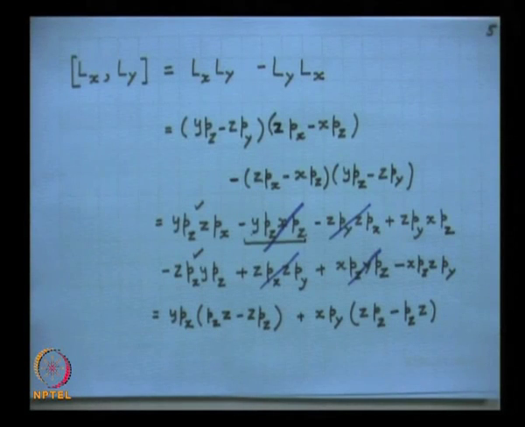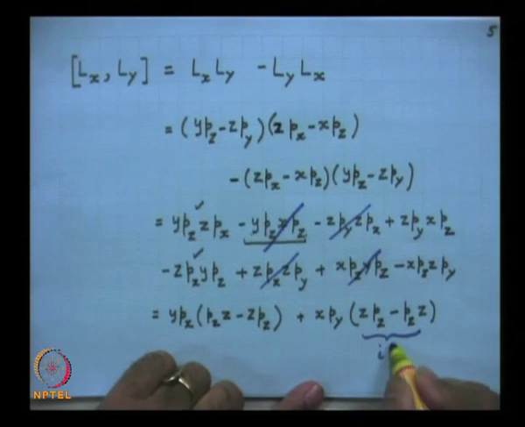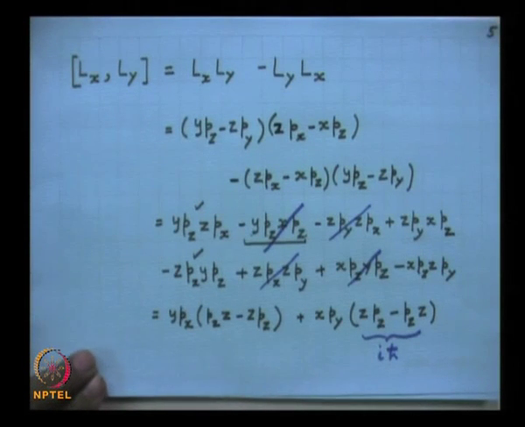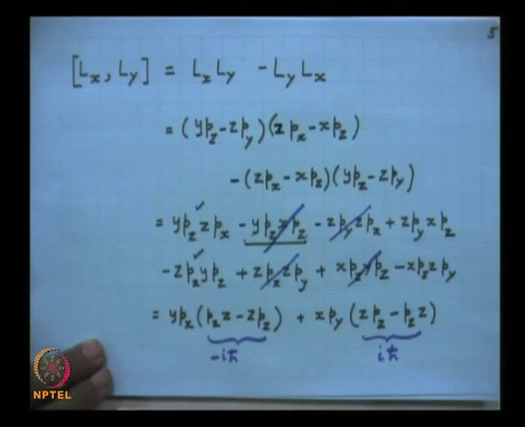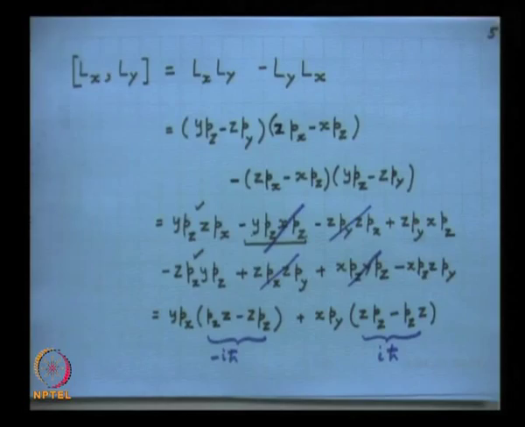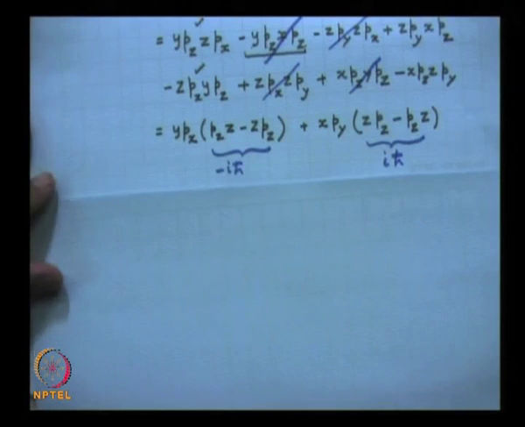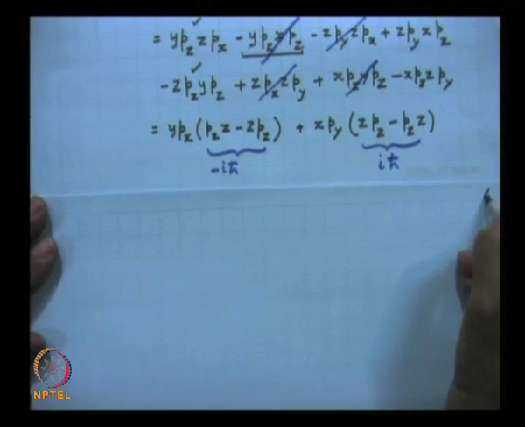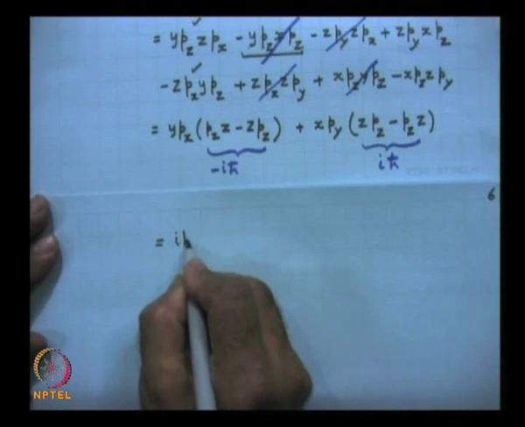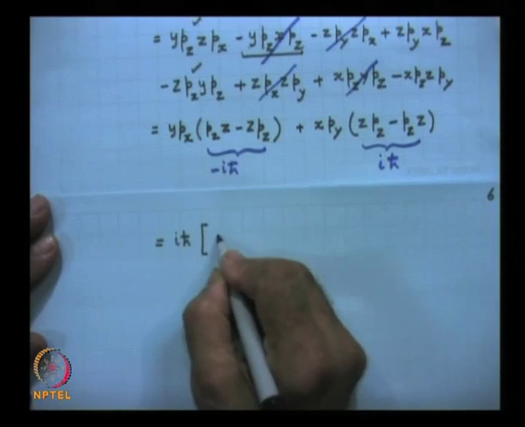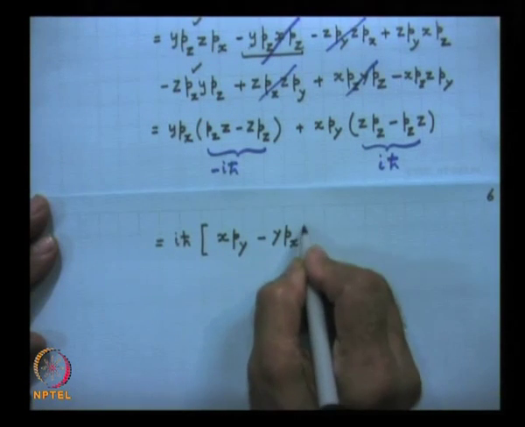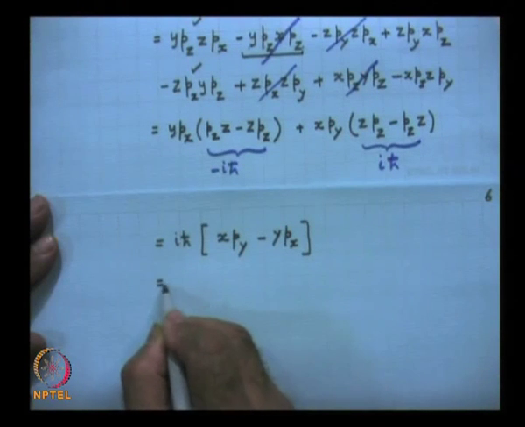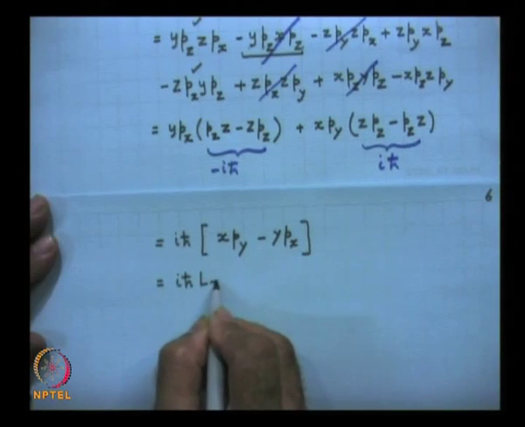So, as we all know, this is equal to i h cross, and this is the opposite minus sign of that. So, this is minus i h cross. So, if I take i h cross outside, we will have i h cross x p y minus y p x. So, this is nothing but L z. So, we will get i h cross L z.